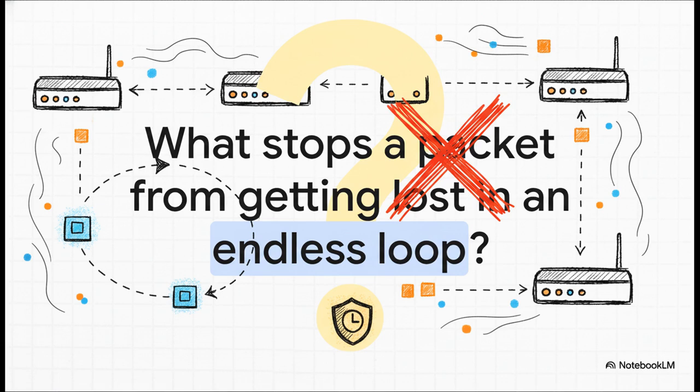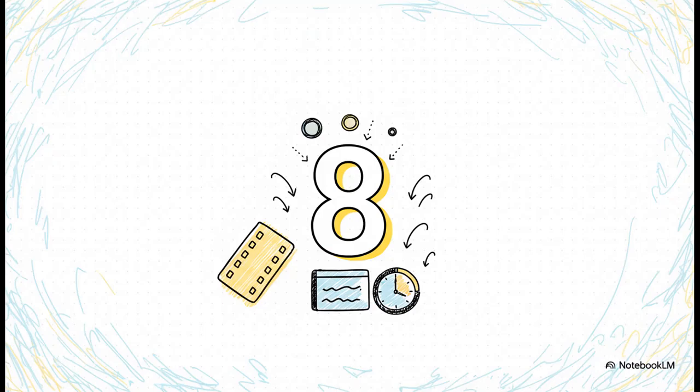What if two routers get confused and just start sending a packet back and forth to each other forever? How do you prevent those kinds of infinite traffic jams? The solution is this brilliant little feature inside the packet's header called Time to Live, or TTL.